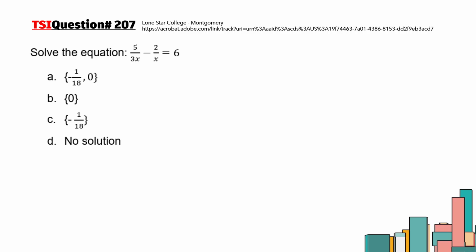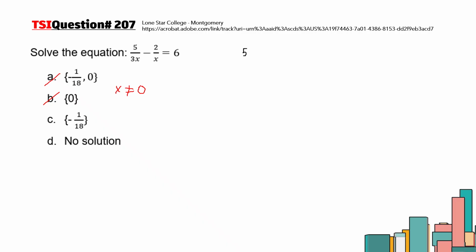Looking at the solution set, I can eliminate A and B right away because x cannot be 0. Since x and 3x are in the denominator, it cannot be 0. So we have only two choices left. Now let's work on this problem.